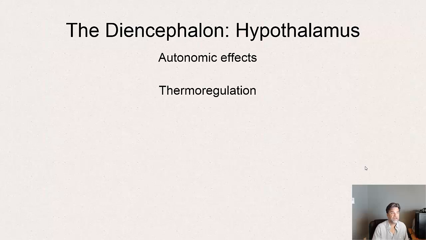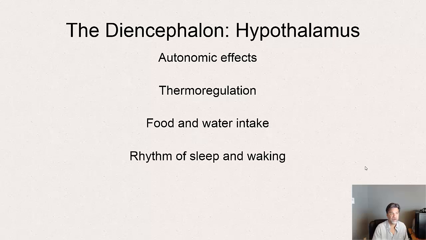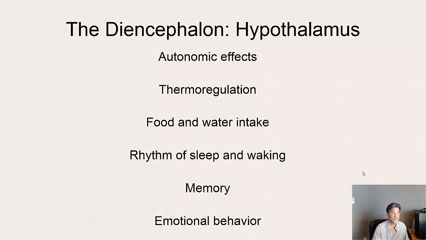So, autonomic effects, thermoregulation, food and water intake, your circadian rhythms of wake and sleep cycles are handled here. This is where I actually did all my dissertation, is on a nucleus in hamsters found in the hypothalamus called the suprachiasmatic nucleus. Unfortunately, we don't have time to talk about it much more than that. And memory is also going to be associated with the hypothalamus. And finally, it's going to be a part of our emotional circuitry. We'll cover that a bit more when we get to the limbic system.